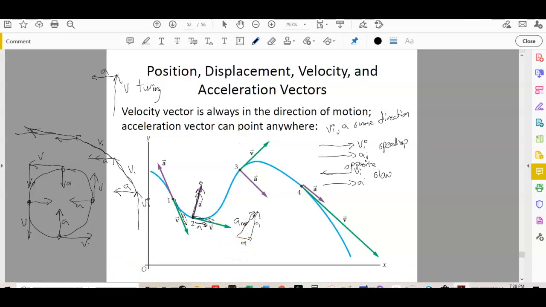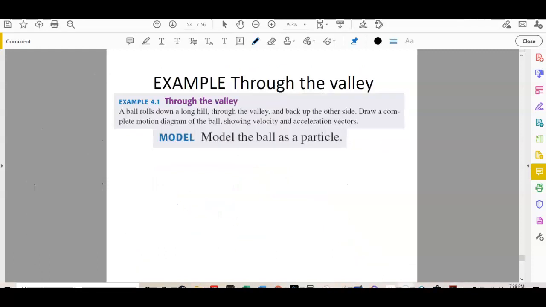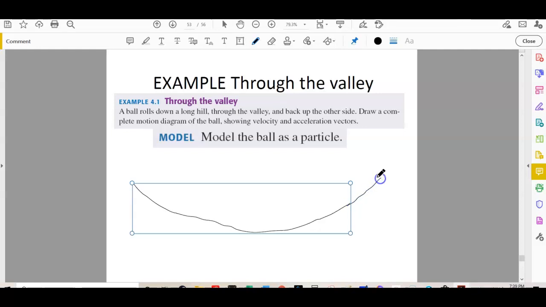Well, let's apply it. So suppose you had a ball rolling down a long hill through a valley and back up the other side. What you're supposed to do is draw a motion diagram of the ball, showing the ball's velocity vectors and acceleration vectors at all points through this. So what I'm going to do is basically just say the ball is rolling down a hill and it's going to be rolling back up another hill over here. Okay, so this is the path that the ball is moving.